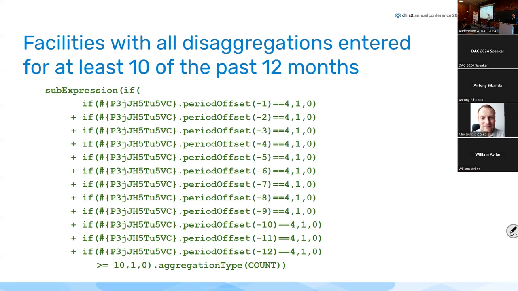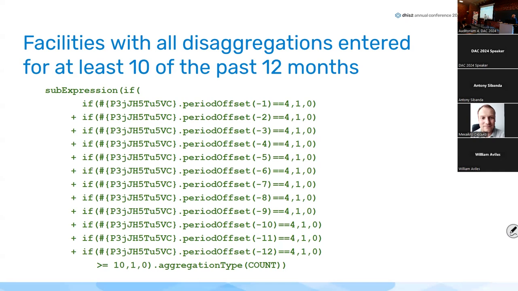So in this case, we're using a nested if statement inside an if statement. The outside if statement says if all this stuff is greater than or equal to 10, then I'm going to return a 1 for this org unit. And what's the inside stuff? The inside stuff says if that equals 4, put a 1, plus, if the next one equals 4, put a 1, plus, if the next one equals 4, put a 1. So we're getting a 1 for every month where we had 4 disaggregations.